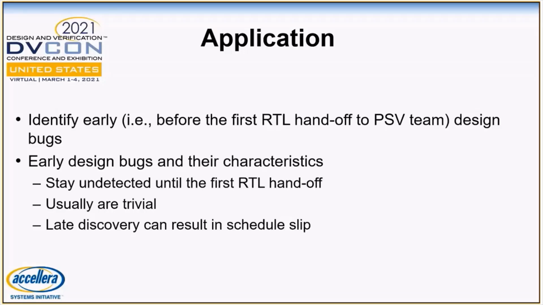Until the first RTL handoff to the PSV team, there is usually no testing done on the design. Hence, these early design bugs stay undetected until the first RTL handoff. Now, the majority of these bugs are trivial bugs, for example, incorrect state assignment or incorrect signal transition. But they can have significant impact because, due to their existence, basic tests may fail and both the PSV and design team will have to spend their time root-causing these failures. This will cause delay in stress testing and may result in schedule slip. Let's understand this with an example.